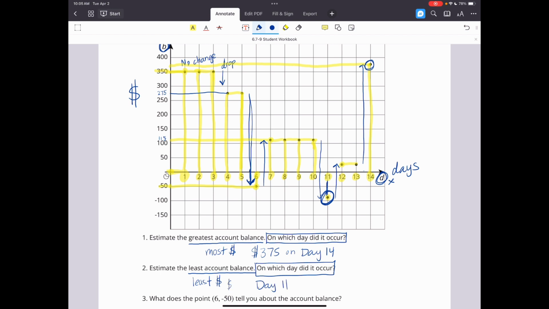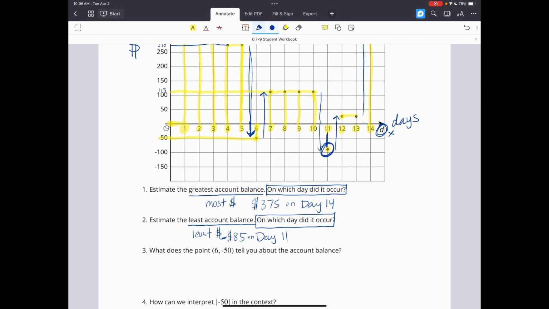And I would say, just to do some extra practice, about -$85 on day 11. So the negative is really key there, because the lowest amount could be 0, but it could go below 0. And when we go below 0, that's when we use that negative symbol to indicate that.